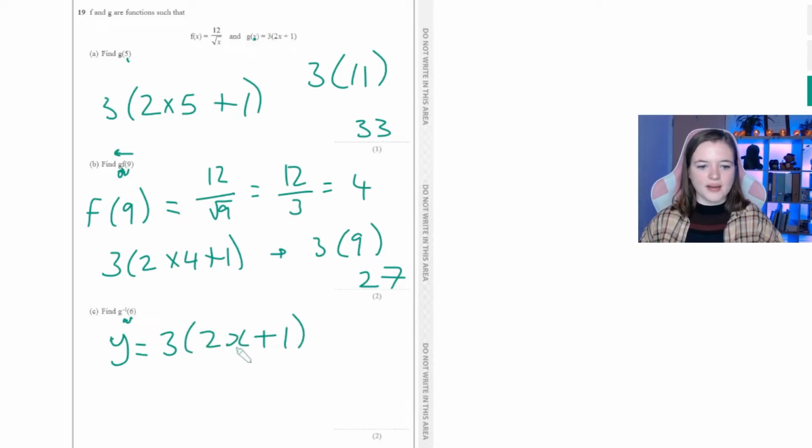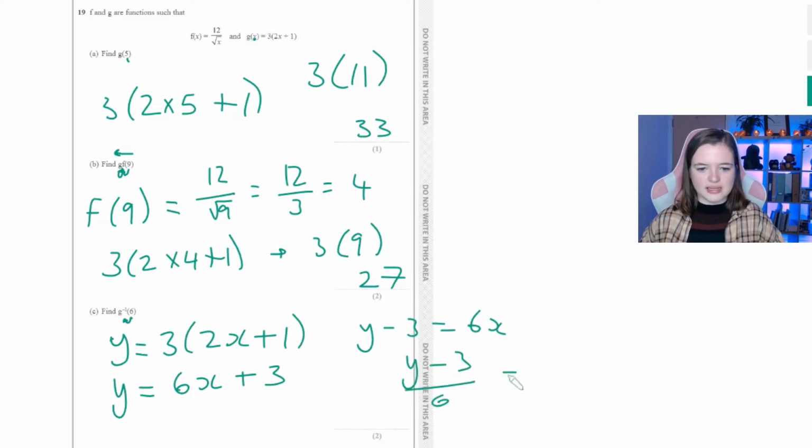Then I'm going to want to swap these over. So I need to get x as the subject. Then I do y equals 6x plus 3. Take away 3: y minus 3 equals 6x. Divide it by 6: y minus 3 over 6 equals x. And there we have it.